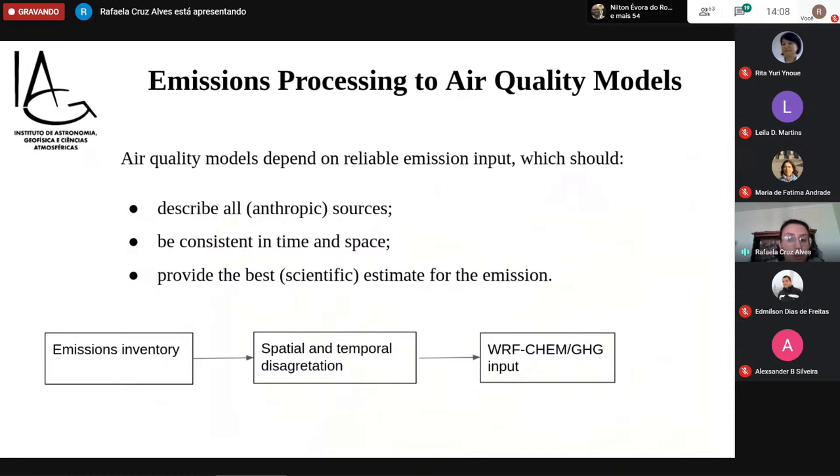Emission inventories are very important for modeling air quality, and models depend on reliable emission input, which should describe as much as possible of the anthropic sources, be consistent in time and space, and provide the best scientific estimate for the emission. In addition, they need to be spatially and temporally disaggregated to be used as input in the model.